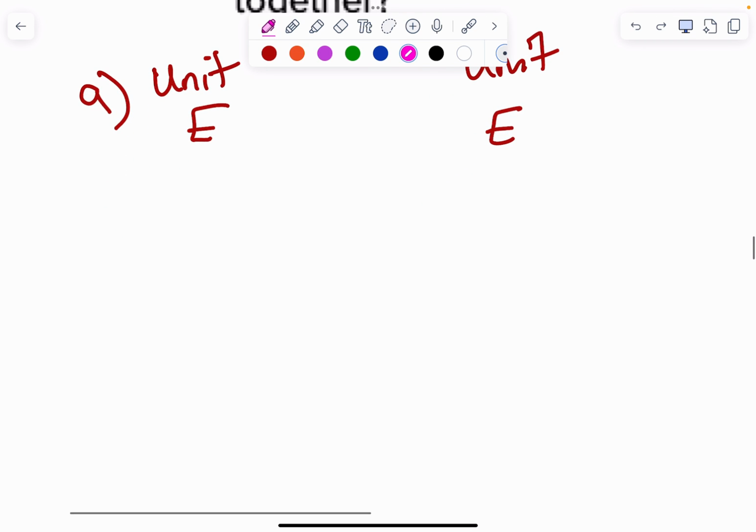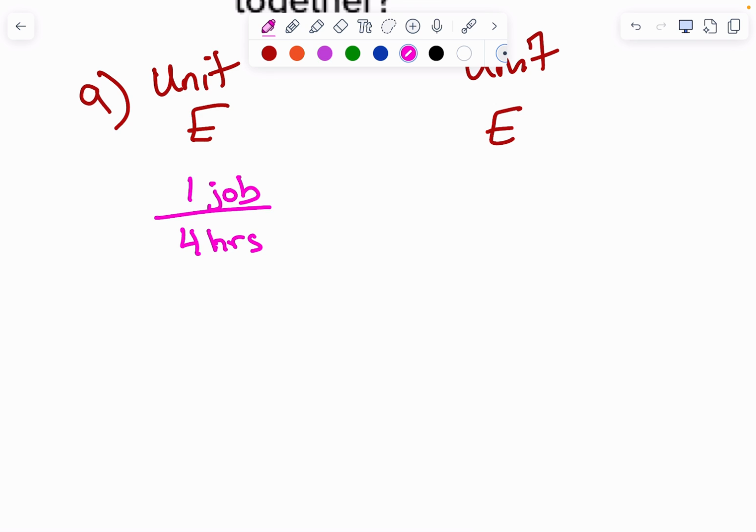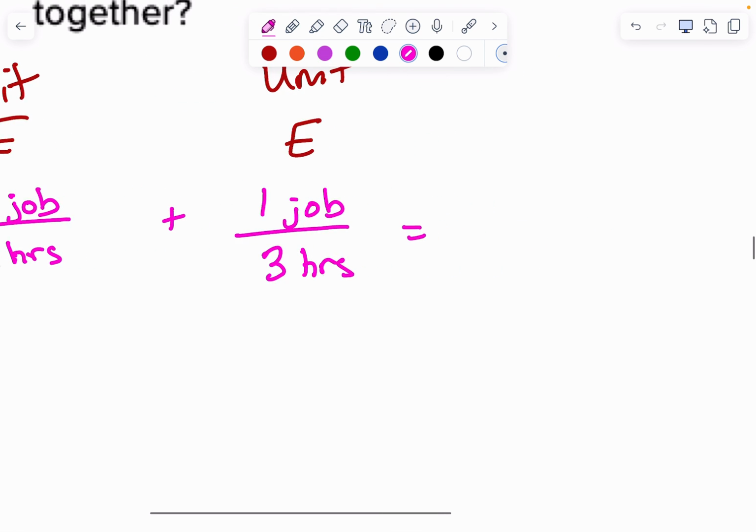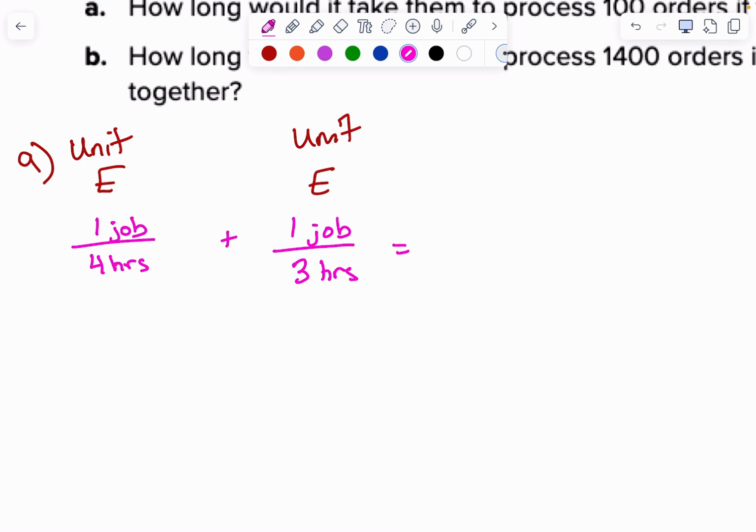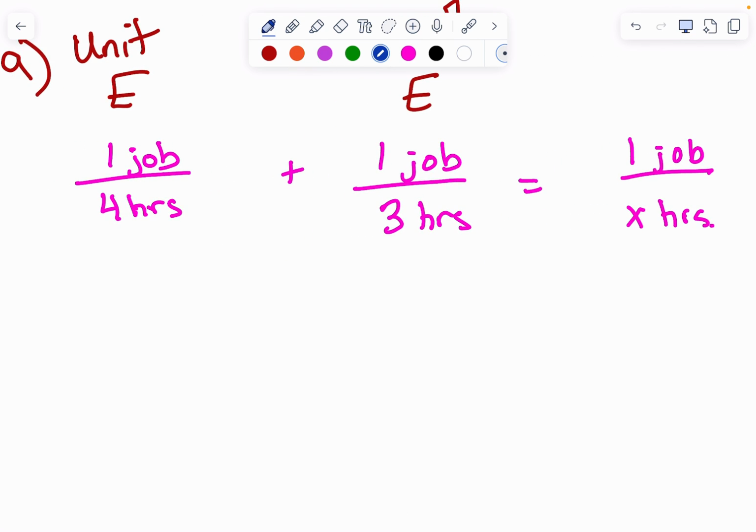He can do 1 job in 4 hours. That's what I want to look at, 1/4. And the other person can do 1 job in 3 hours. If they combine those efforts, which means we're adding them together, how fast can they do 1 job? We put X hours as our bottom. If we combine those efforts, we can do 1 job in X hours. So I've got 1/4 plus 1/3 equals 1 over X.